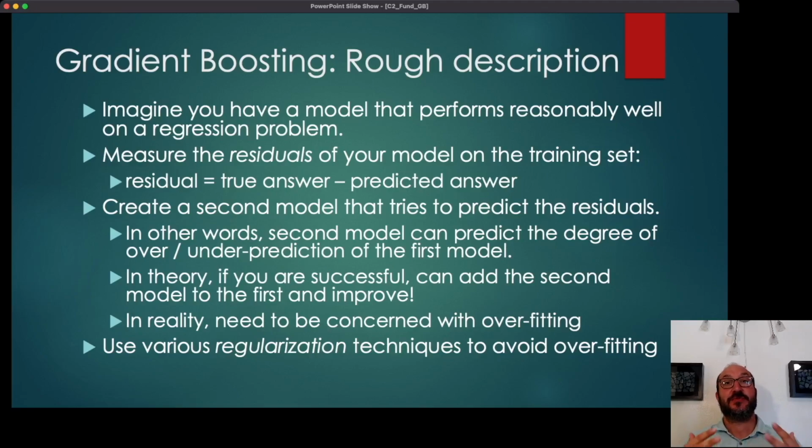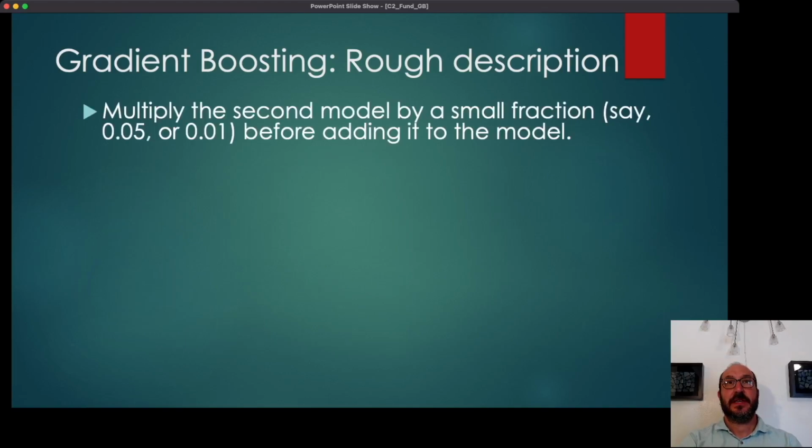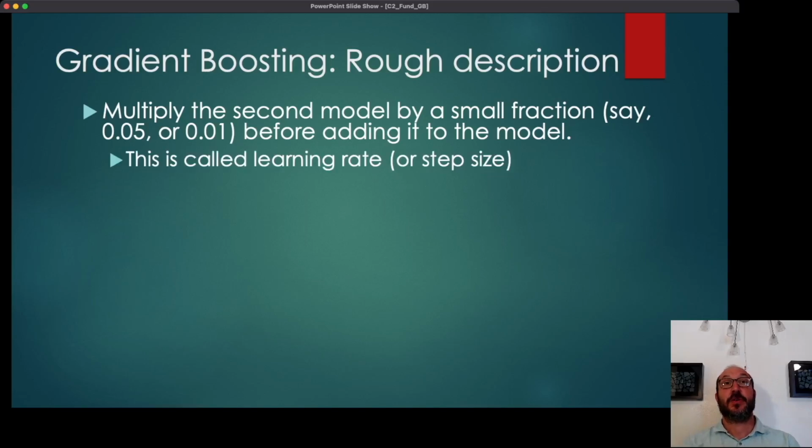So there are various regularization techniques, most of which we'll get into later, that you do to avoid this overfitting. But the most basic thing we do to avoid overfitting is, when we add in the second model, we're going to multiply it by a small fraction. So something like 0.05, 0.01, sometimes it's even 0.1, sometimes it's as small as 0.001. So instead of adding the full value of the second model, we're just going to take a small step in that direction. And this is called the learning rate, or the step size, this multiplicative factor.